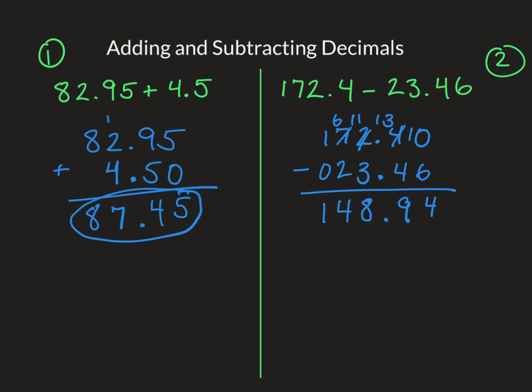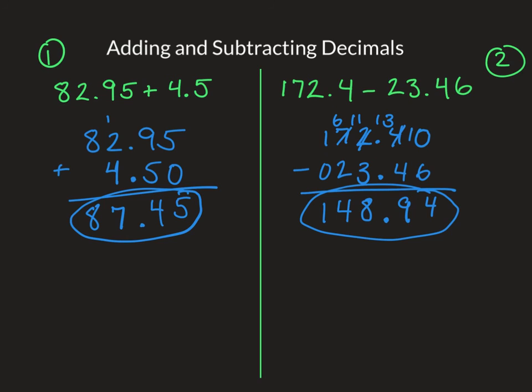And once again, we bring down the decimal point because our place value isn't changing in here. It does change if we are multiplying, but with adding and subtracting, we bring down that decimal point because the place values are staying the same. Okay, so 172 and 4 tenths minus 23 and 46 hundredths is equal to 148 and 94 hundredths.